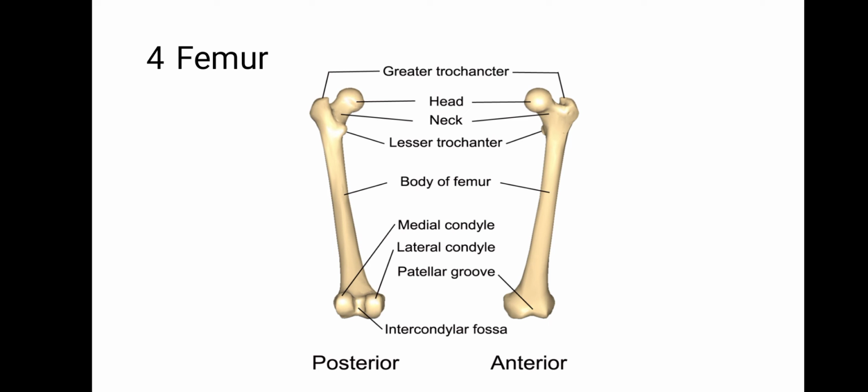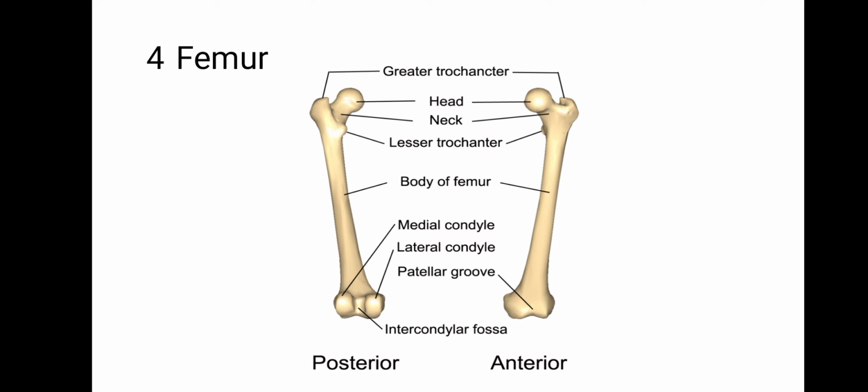Head. It creates about two-thirds of a sphere and articulates with the acetabulum of the hip bone to create the hip joint. Neck. It is 5 cm long and attaches the head with the shaft. Greater trochanter. It's a quadrilateral elevation, projecting upward from the lateral aspect of the junction of neck and shaft. Lesser trochanter. It is a conical projection rising from the posteromedial surface of the neck-shaft angle.